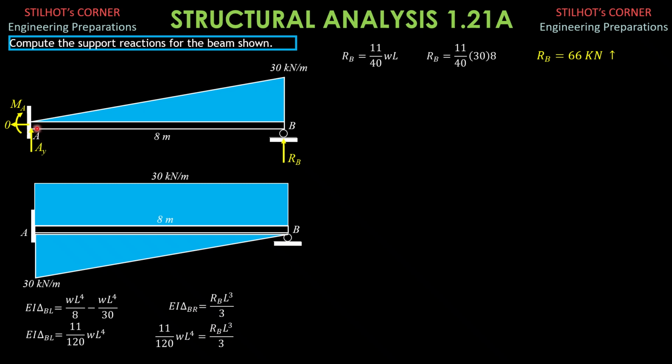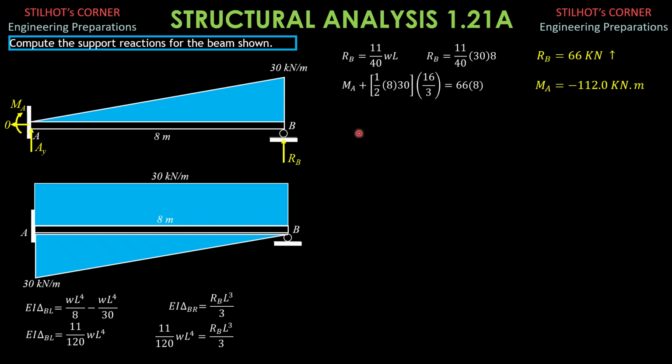At A, we sum up moment about A equals 0 to solve for MA, clockwise positive. So MA plus the moment of the load, which is 1/2 of 8 times 30 times moment arm 2/3 of 8 or 16 over 3, equals R sub B, which is 66 times 8. So MA can now be computed, and it is equal to negative 112 kilonewton meters. So MA should be counterclockwise as opposed to the direction indicated there.